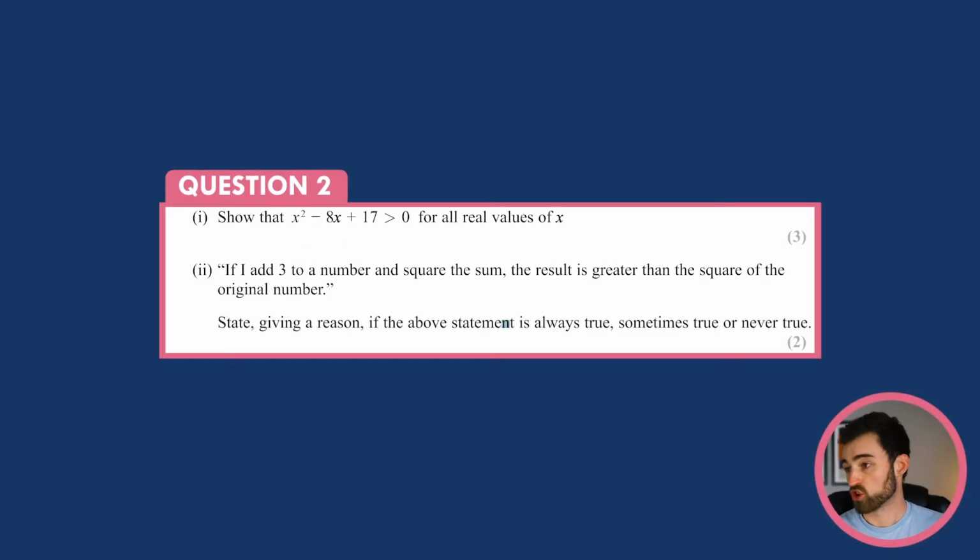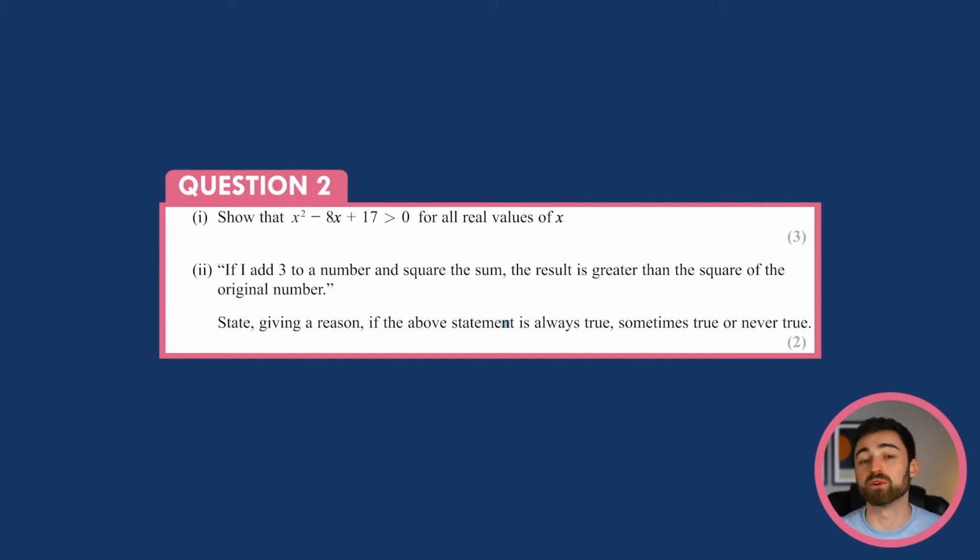Question 2. Show that x squared minus 8x plus 17 is greater than 0 for all real values of x. It's just always completing the square. Like, it's always completing the square. If you want to show a quadratic inequality, basically, if you get everything onto one side, and you get a square number, then you know that square numbers are greater than 0, or greater than or equal to 0.